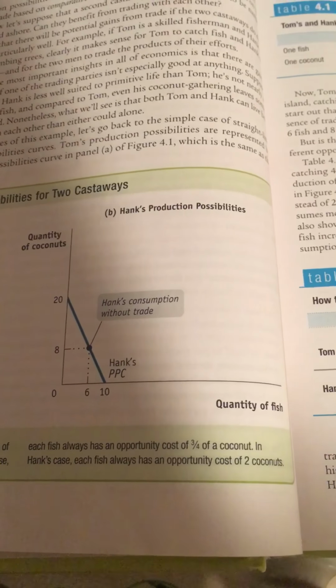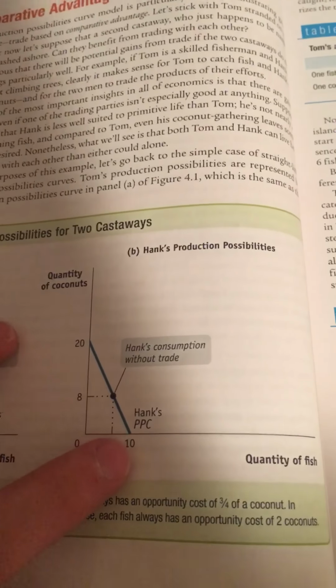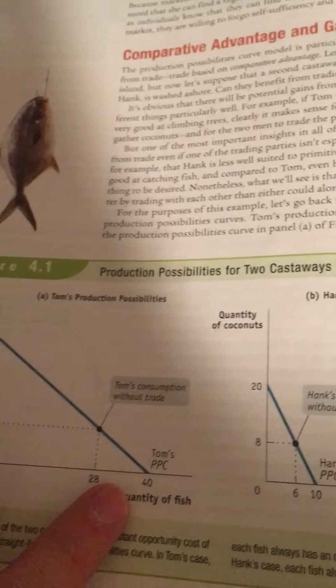Sorry for the abrupt stoppage, but my phone ran out of storage. So Hank's x-intercept is 10, which is less than Tom's, which is 40. So Tom has the absolute advantage over Hank.